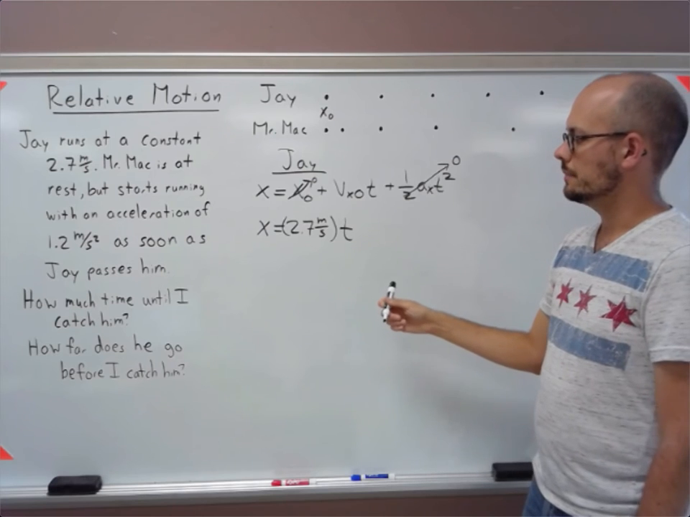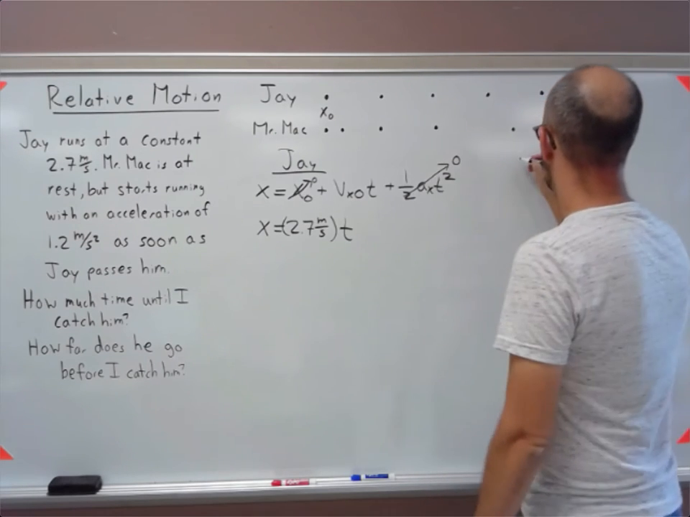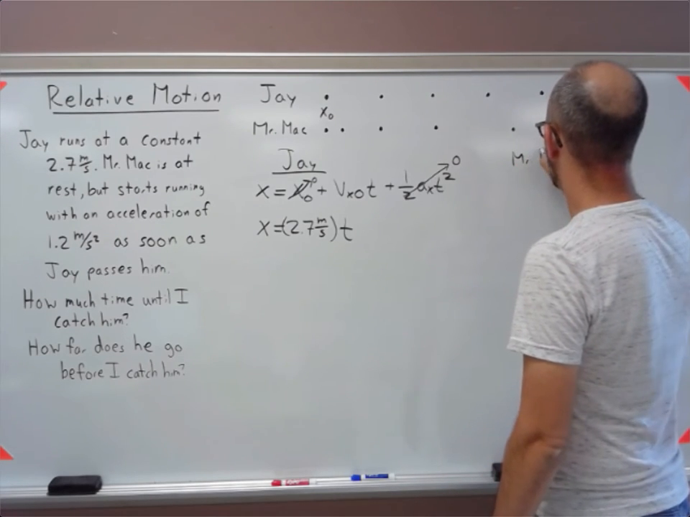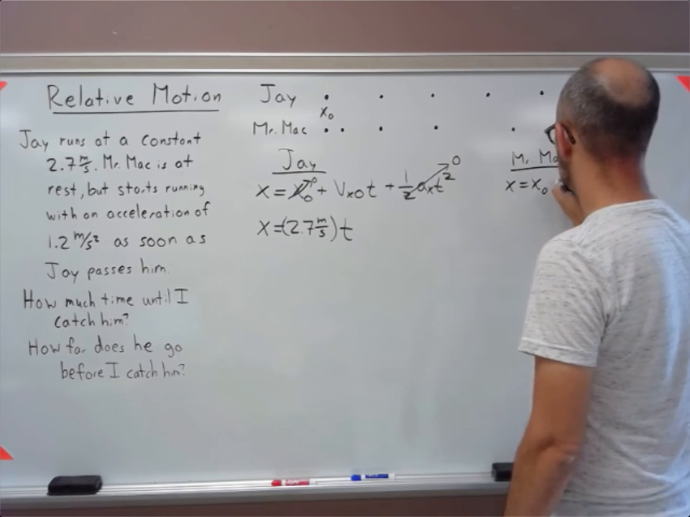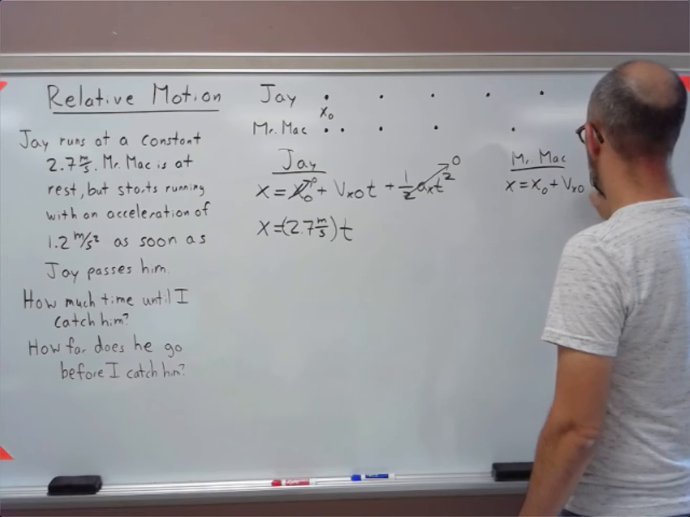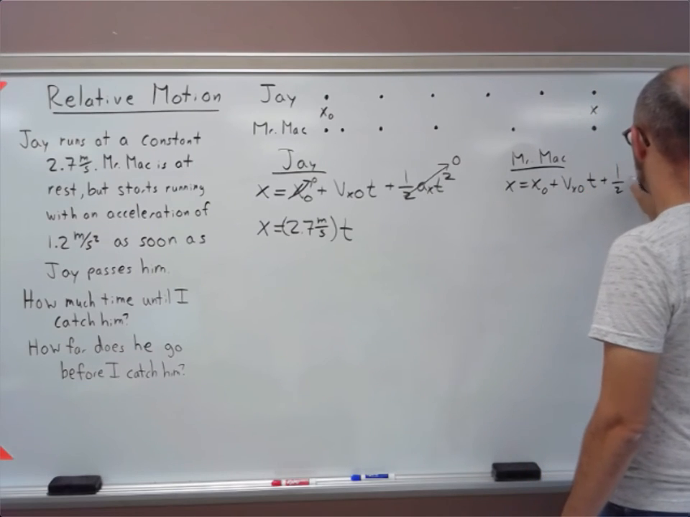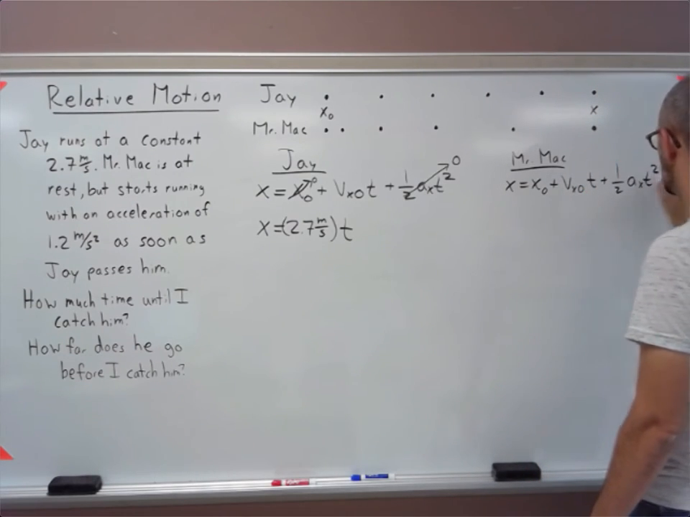So I have a relatively simple equation showing me where Jay is at any moment in time, and that's that. For me, I'm going to go the same way and use the same equation, x equals x naught plus vx naught times time plus 1/2 ax t squared.